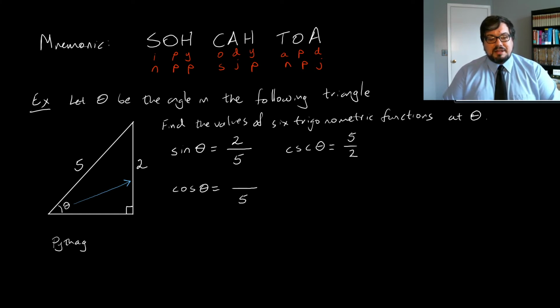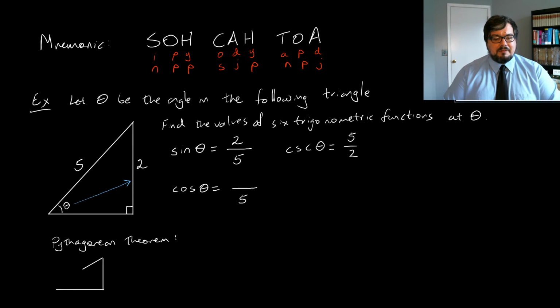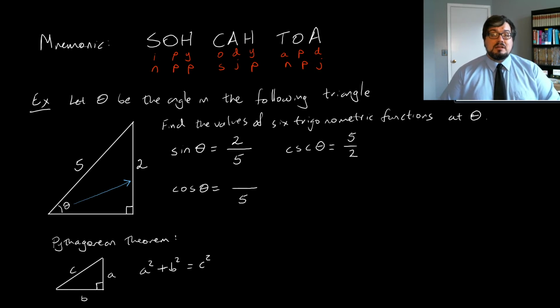So the Pythagorean theorem, which is possibly the most famous theorem in all of mathematics, says, as you know, that if I have a right triangle with side lengths a, b, and c, then a squared plus b squared equals c squared. If I take the lengths of the two legs of the triangle, square them, and add them, I get the square of the length of the hypotenuse.